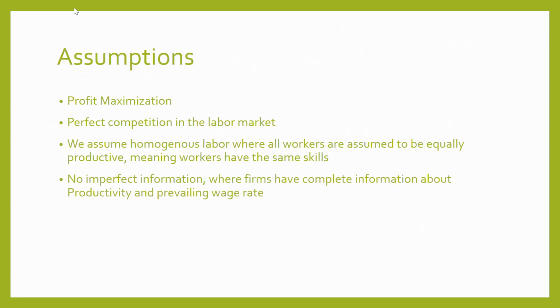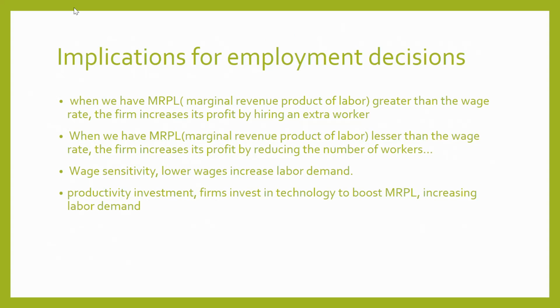We have some of the assumptions for this theory, whereby we have profit maximization, as firms are rational profit maximizers aiming at maximizing profits. Then we have perfect competition in the labor market as another assumption. Then we also assume homogeneous labor, where all workers are assumed to be equally productive, meaning that workers have the same skills. The other assumption is perfect information, where firms have complete information about productivity and the prevailing wage rate.